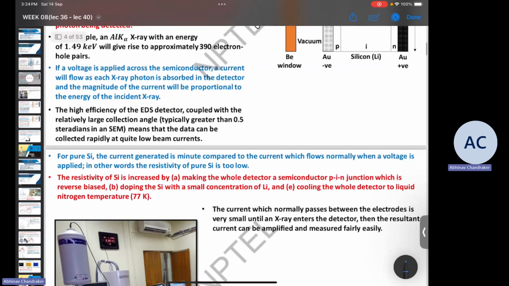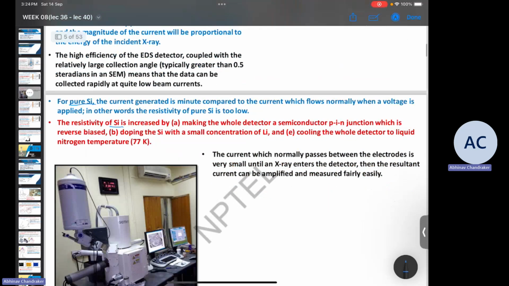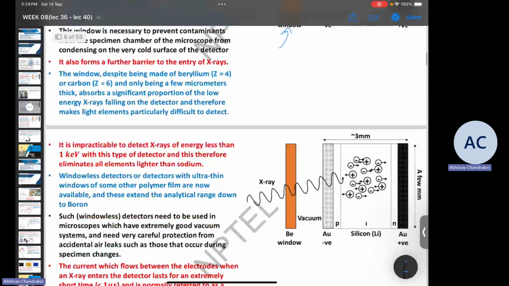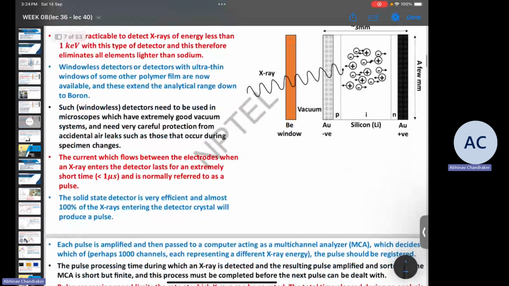So also, pure Si is not used in these detectors. There are some variants of Si which are used so that you can generate more electron-hole pairs and more current gets generated, to make the measurement of the current easy. These things are in the slides and the lectures. You can go through them if you want to know in detail.